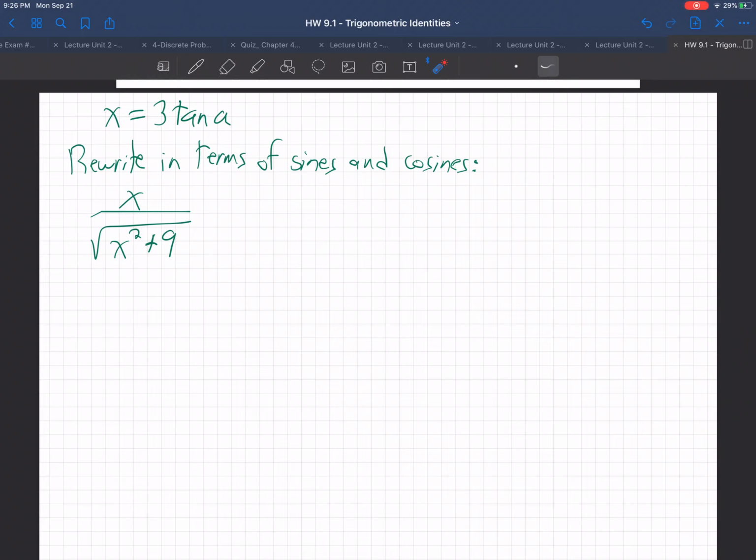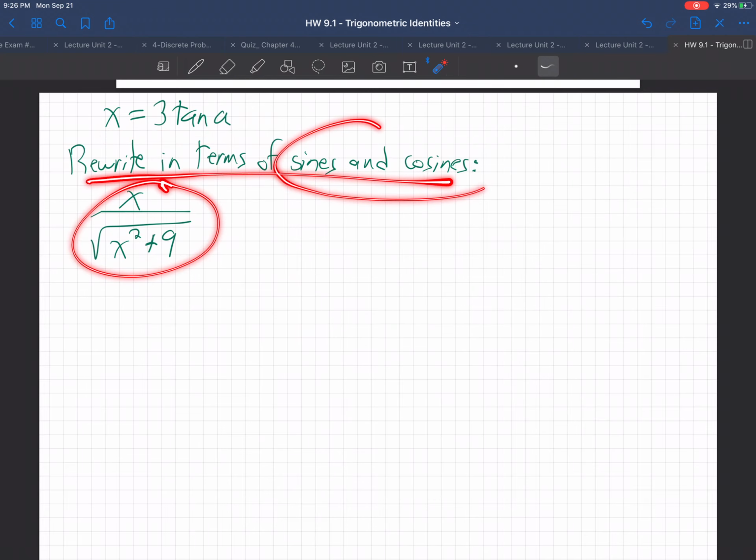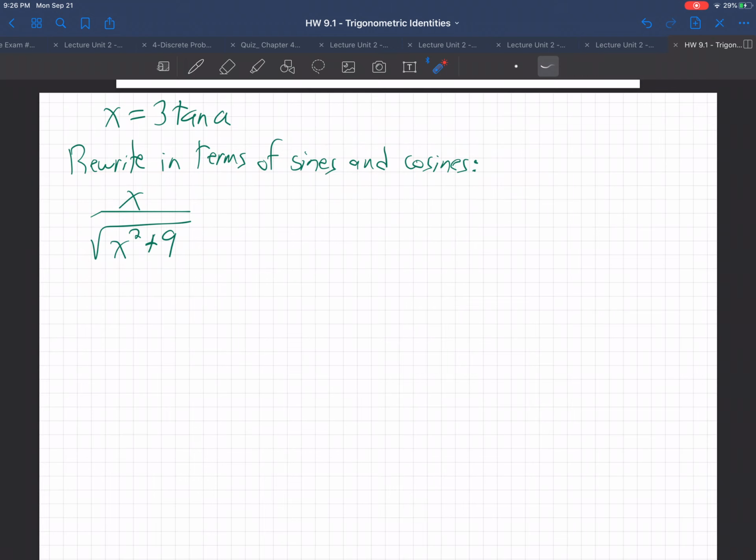Here's an example in which we are starting with x equals 3 tangent of a, and we're supposed to rewrite this expression in terms of sines and cosines. Okay, so how do we go about doing it? Well, let's start by grabbing 3 tangent of a and plug it in right there for x and right there for x, right?